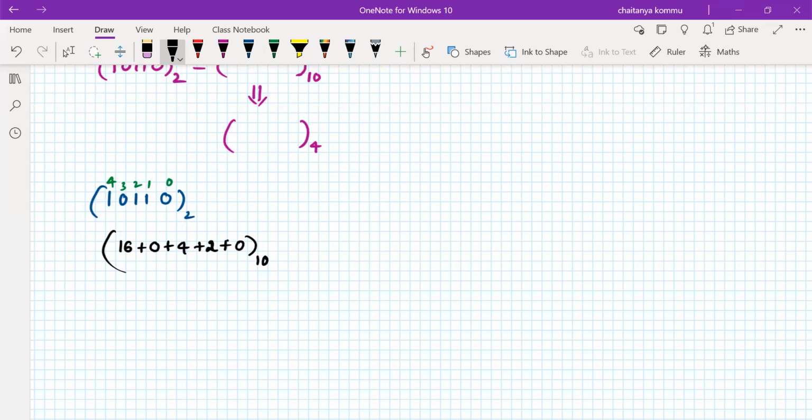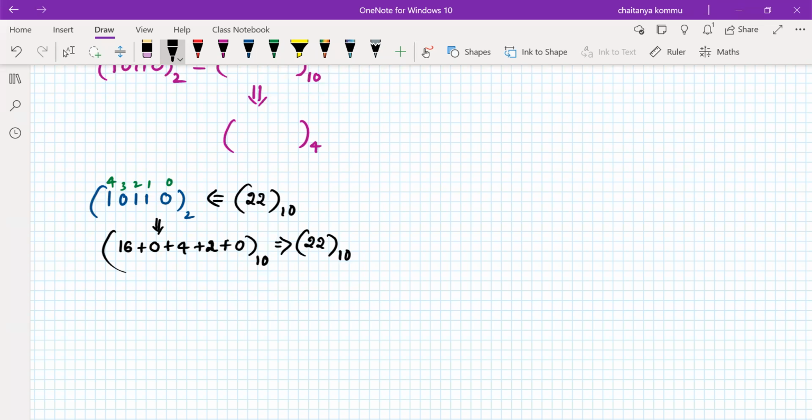So 16 plus 4 plus 2 is 22. This value becomes 22 base 10. So this is how I have done the procedure. I have used the quick method.